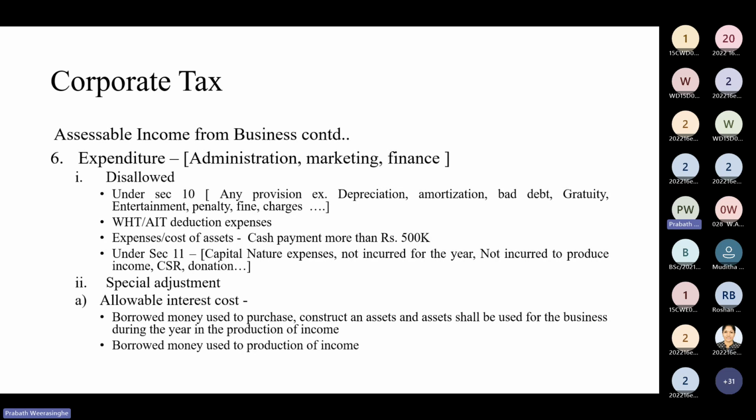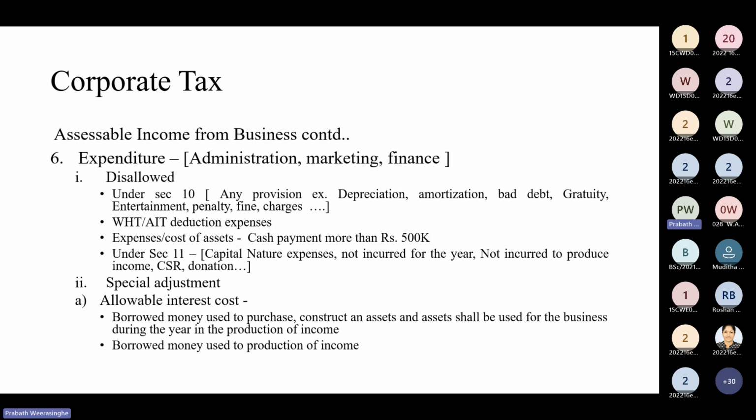Bad debt, amortization, depreciation: it says a provision, a transfer to the reserve, or making a reserve for future losses. Basically, that is a provision, right? So these are not deductible expenditure, right? And gratuity provision, and also entertainment nature expenditure, penalty, fine charges, etc., incurred in case of a breach of law, so written law. That type of expenditure is not deductible.